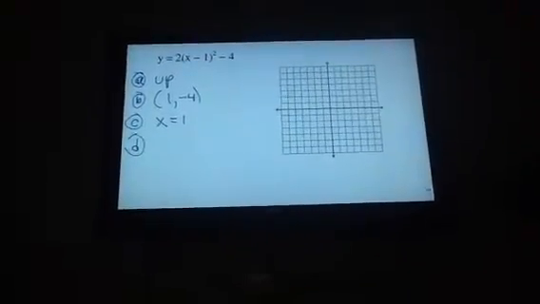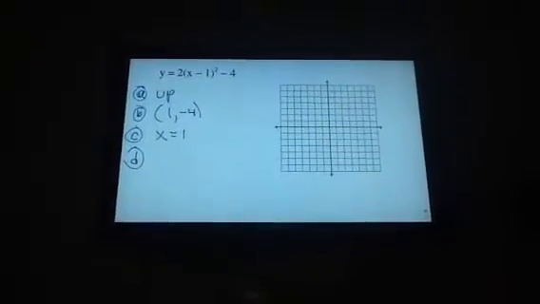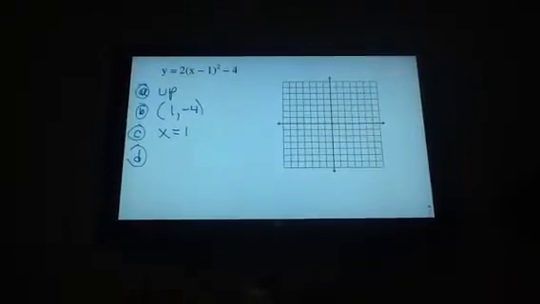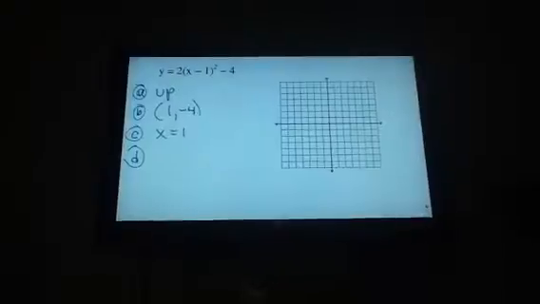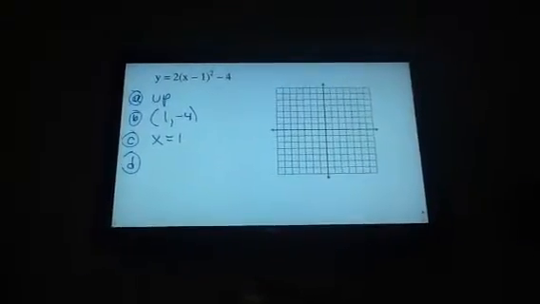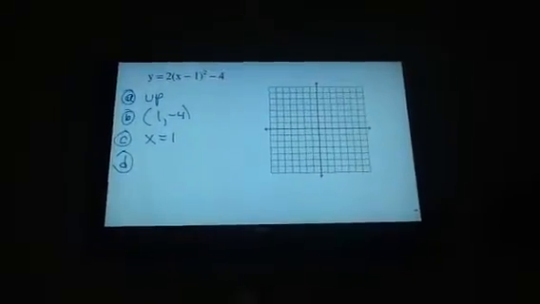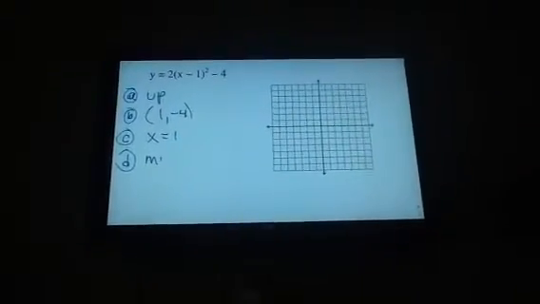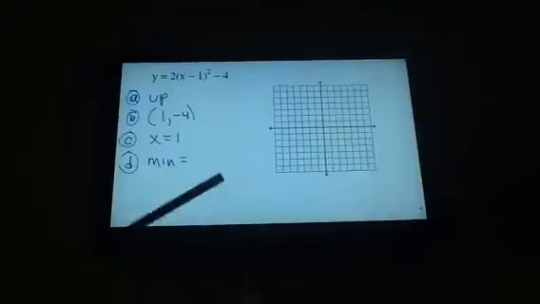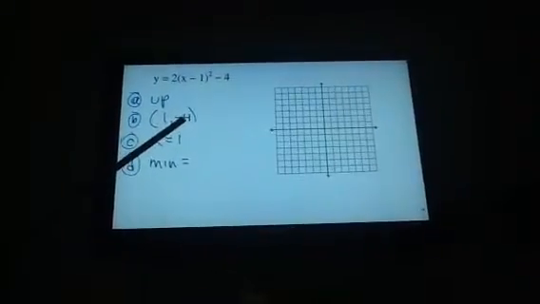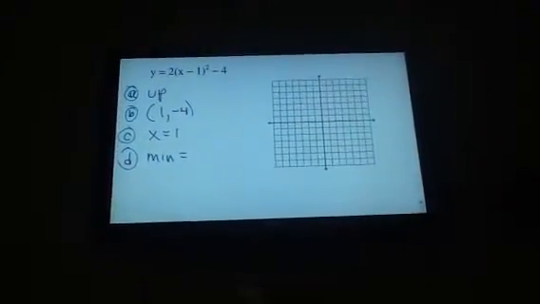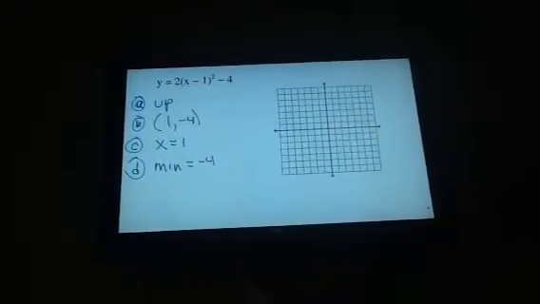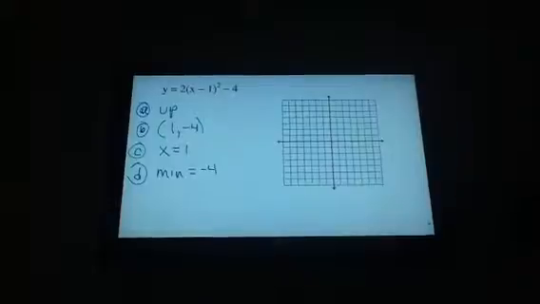Then I want to find whether or not it has a maximum or a minimum. Because it opens up, it's going to have a minimum. So think about what that looks like, because it's going to keep going up, up, up, up, so it can't max out, but it does have a minimum. And the minimum is the y value of the vertex, so negative 4. So the minimum is always associated with y's.